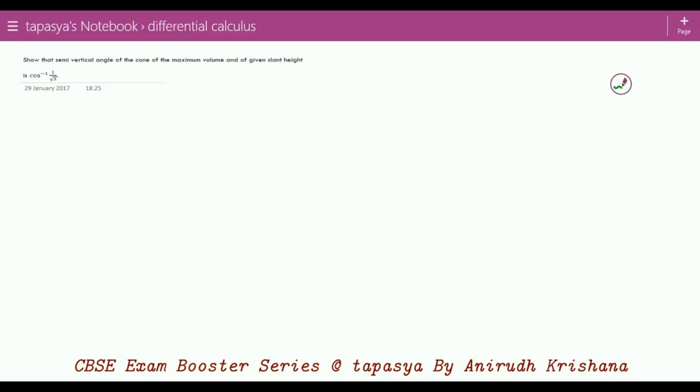So the problem is: show that the semi-vertical angle of the cone of maximum volume. Here you have to maximize the volume of the cone and find the semi-vertical angle, and it is given that the slant height of the cone is fixed.